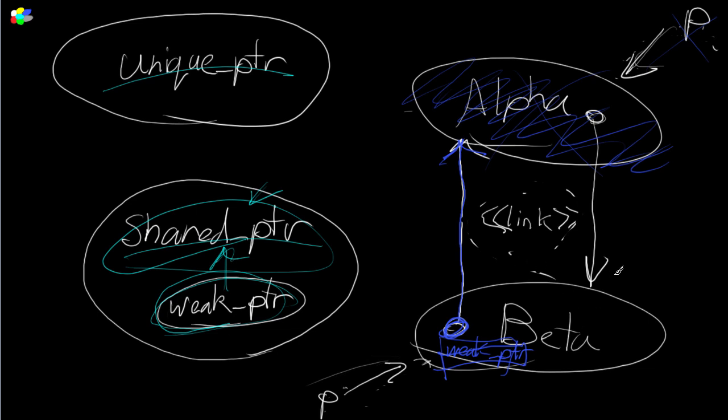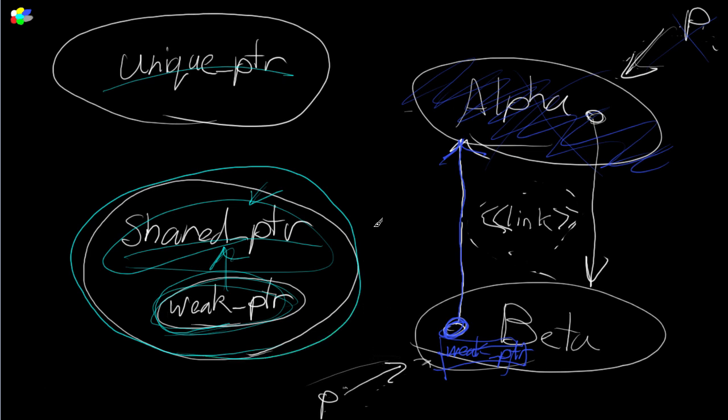And of course, there are other usage scenarios for weak pointer. I've just shown you the most basic one here, but I don't want this video to be 3 hours long, so we'll just leave it at that. Now you should understand why weak pointer is a necessary part of the shared pointer ecosystem.